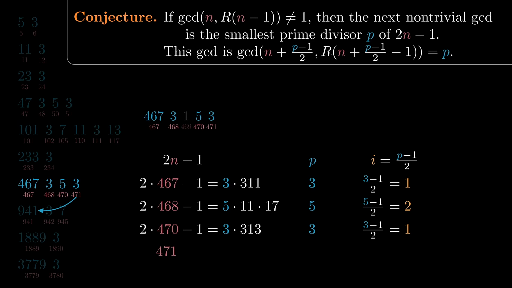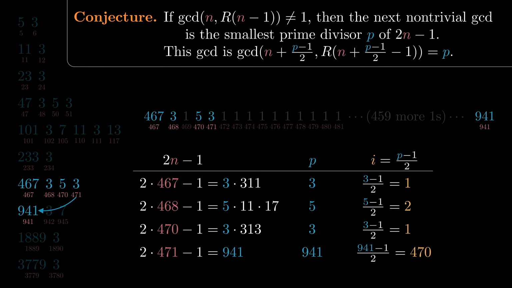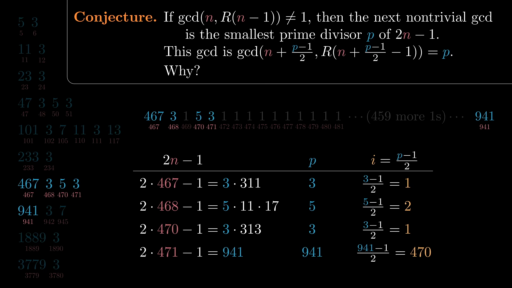When n is 471, 2n minus 1 is 941. 941 is prime, so the next non-trivial GCD appears 470 steps later. This is a long run of ones, so 941 marks the beginning of a new cluster. The conjecture is able to reproduce this cluster exactly. But is it true in general? To determine that, we need one final observation.